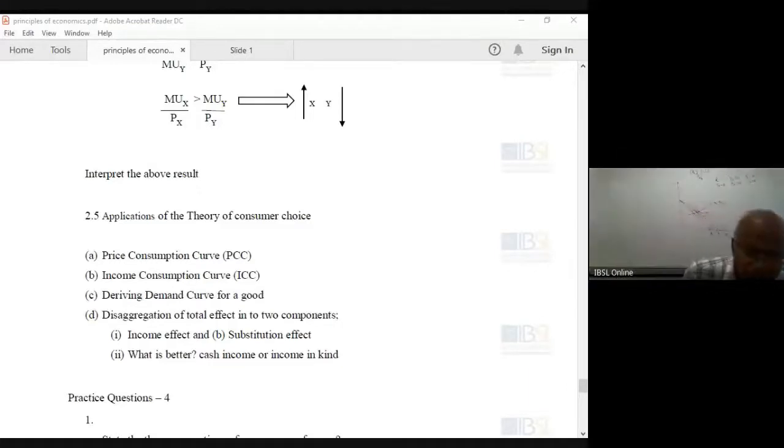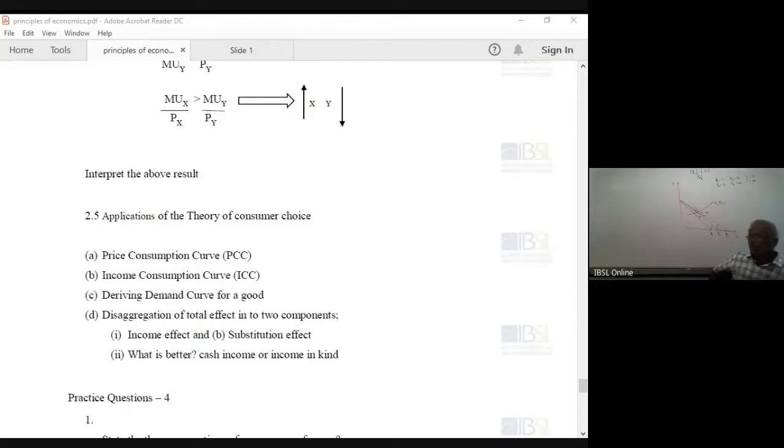Price consumption curve. When the price of X decreases, the budget line rotates, and the consumer can attain higher and higher utility, 100, 200, 300 level. By joining these utility maximizing points, these new utility maximizing points, we get the curve called price consumption curve, one of the applications.